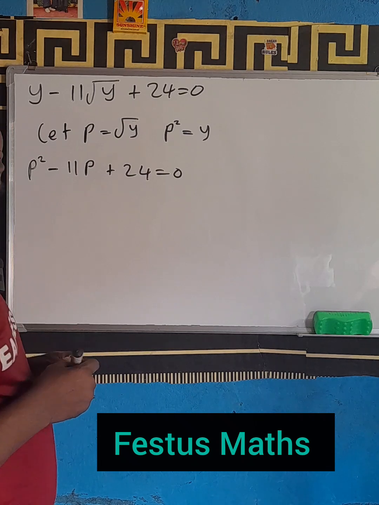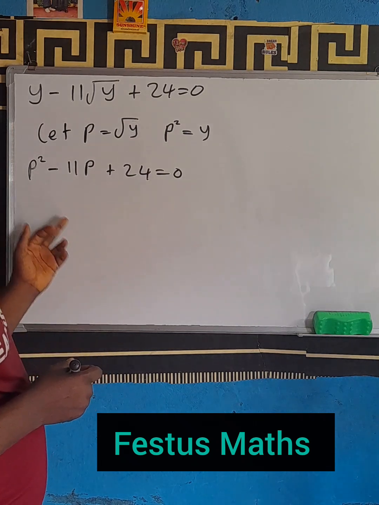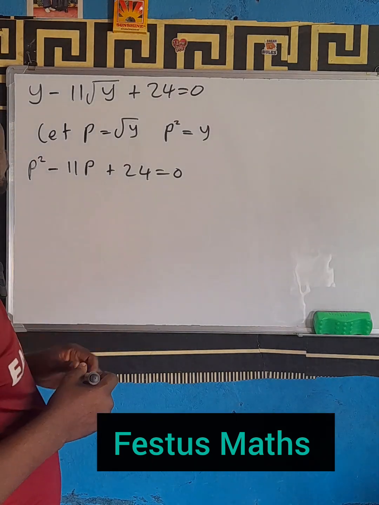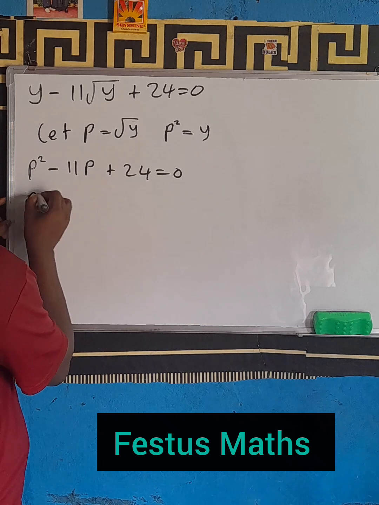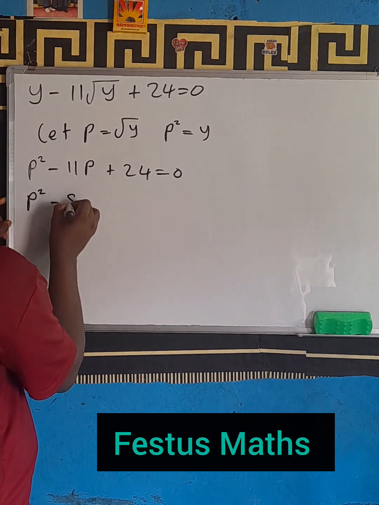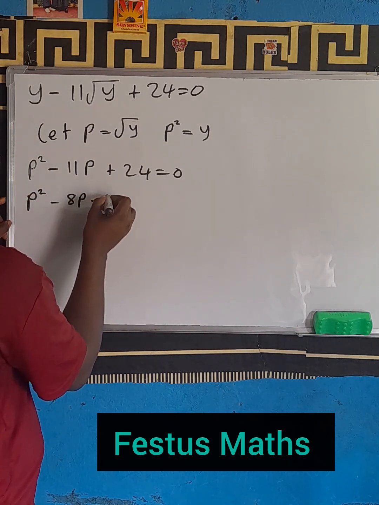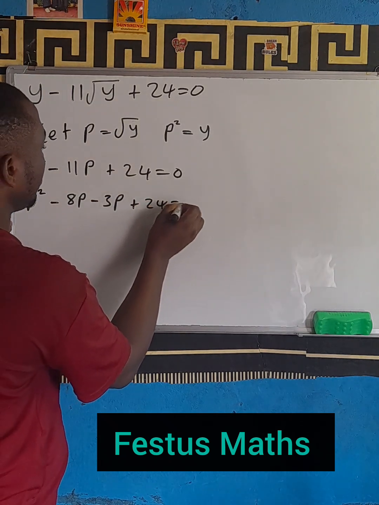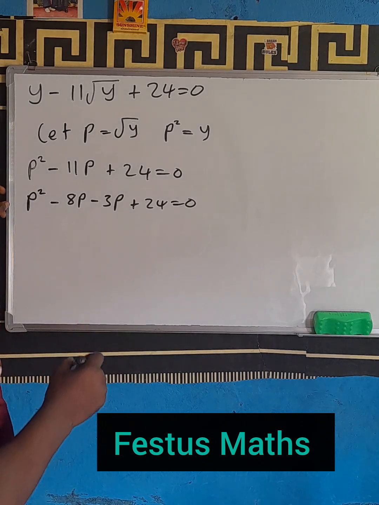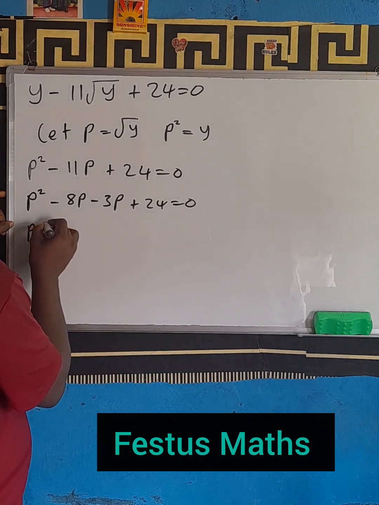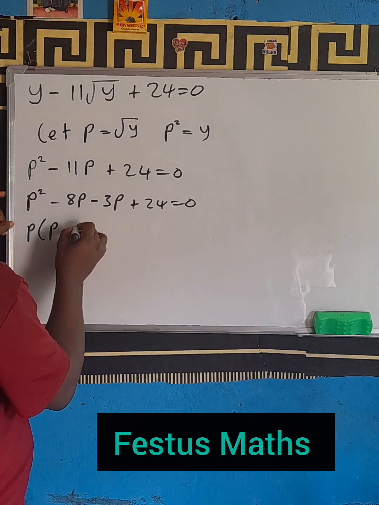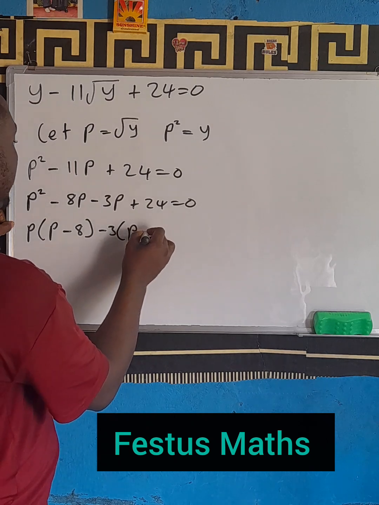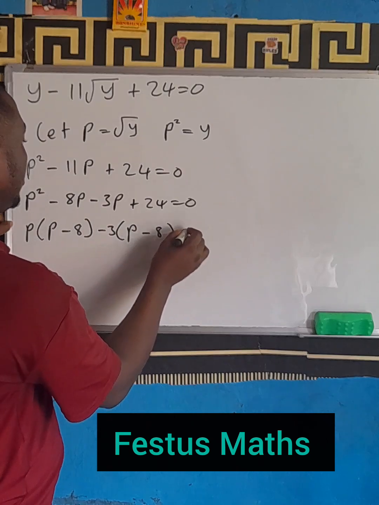Those factors of 24 are 3 and 8. Minus 3 minus 8 will give us minus 11, and minus 3 times minus 8 will give us plus 24. We have P squared minus 8P minus 3P plus 24 is equal to 0. Factorization by grouping, you have P into P minus 8, minus 3 into P minus 8 is equal to 0.